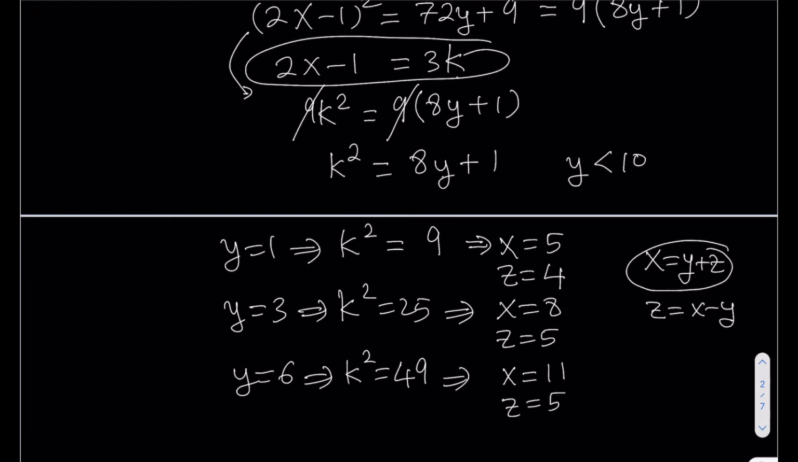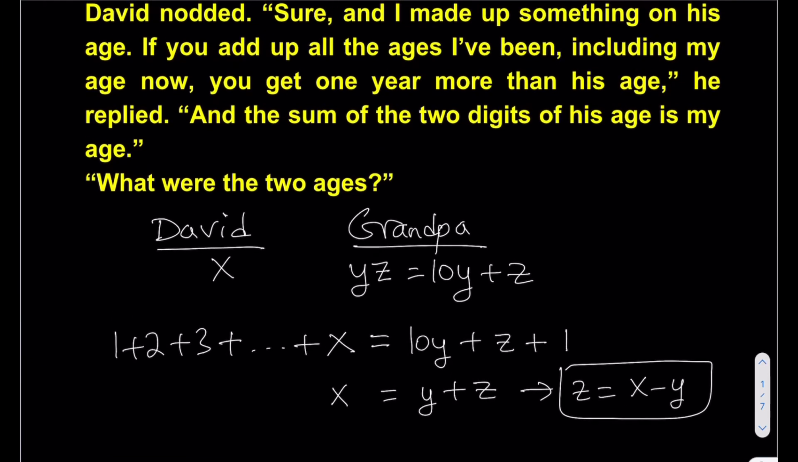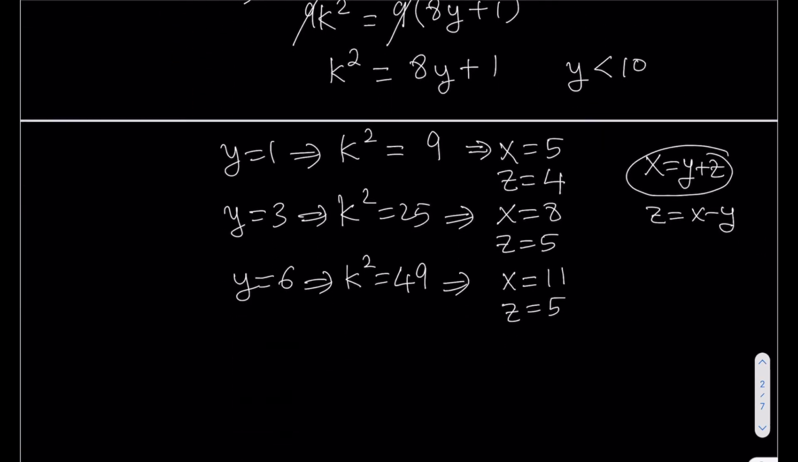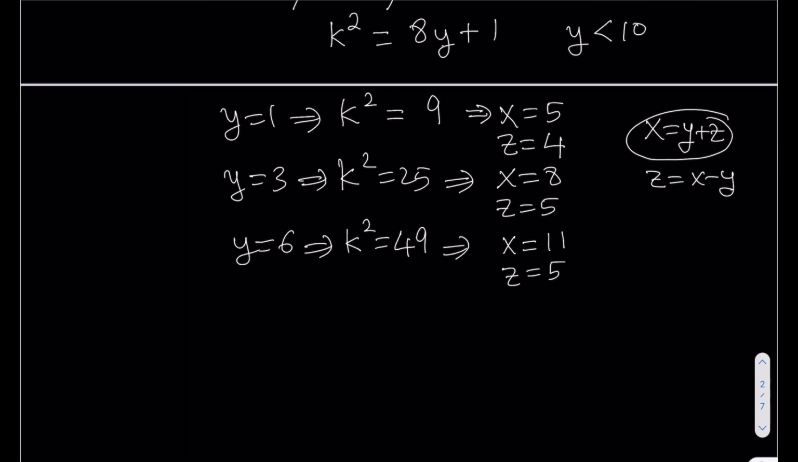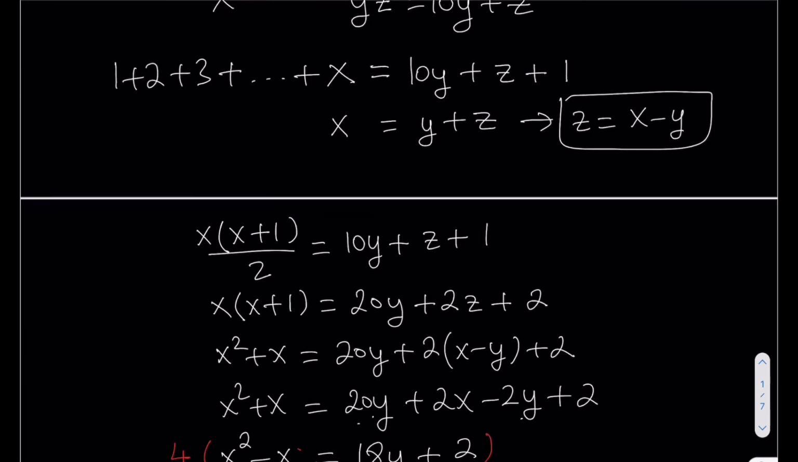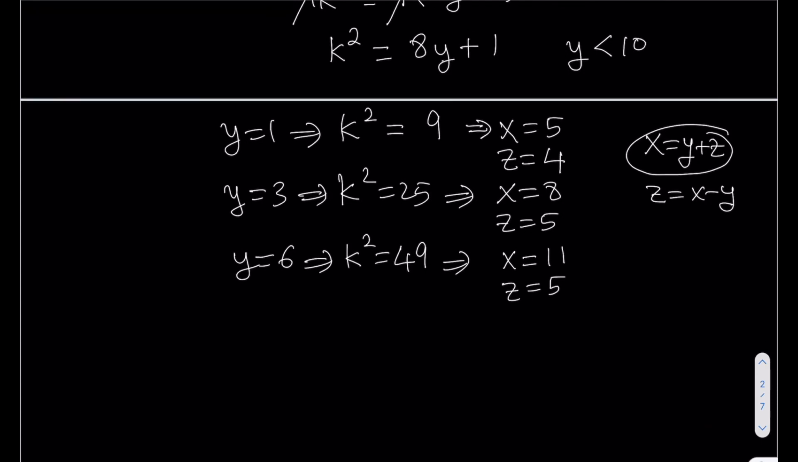Okay? So let's go ahead and put all these values in perspective, writing the ages of David and Grandpa, and then we'll see which ones make sense. All right, so if you remember back to the beginning, David is x years old and Grandpa is yz years old. So the x value gives us the age of David. But Grandpa is more important here. So we said that yz is going to be Grandpa's age, right? So are all the yz values acceptable? Let's go ahead and check that.